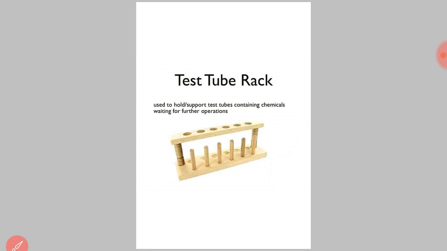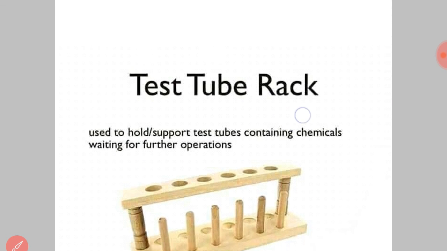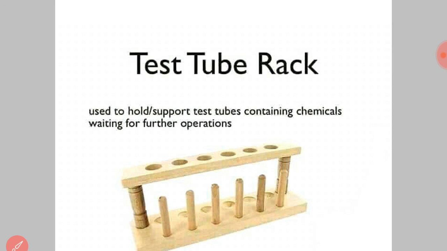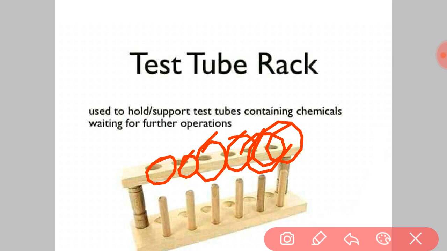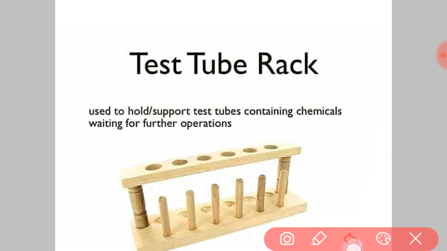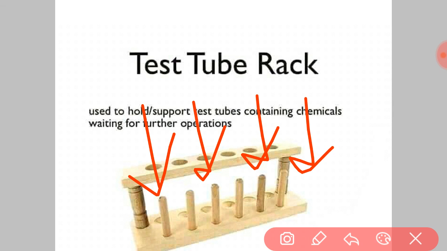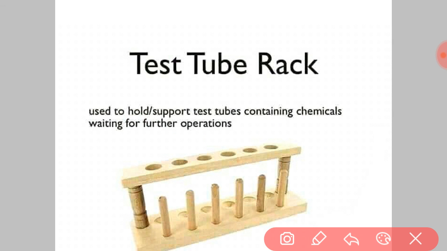Going to the next apparatus, that is test tube rack. See this very common apparatus, the test tube rack, a test tube holder rack, where there are hole-like structures. After the experiment we can use these holes for standing test tubes. Okay, so basically it is used to hold or support test tubes containing chemicals waiting for further operation.